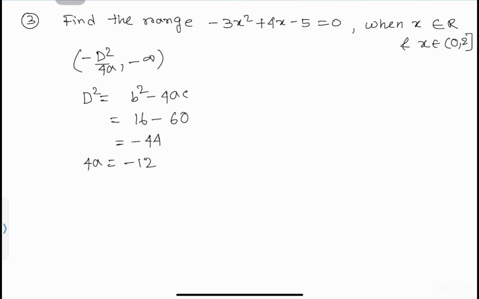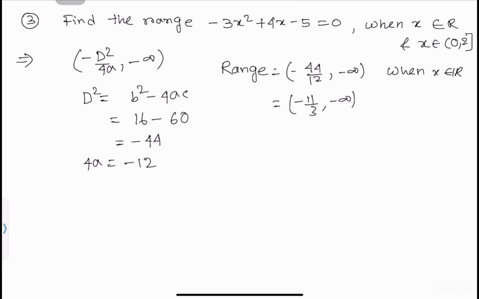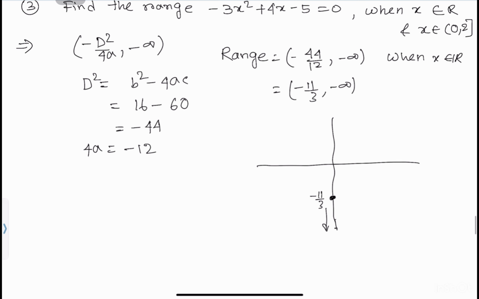So the required range is minus 44 by 12 to minus infinity when x is a real number. Clear up to here? So this is minus 11 by 3 to minus infinity. If I draw this situation, assume here this is minus 11 by 3, to minus infinity. Okay, so this is the range when x belongs to real numbers.